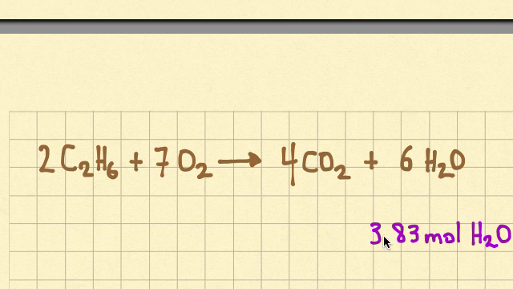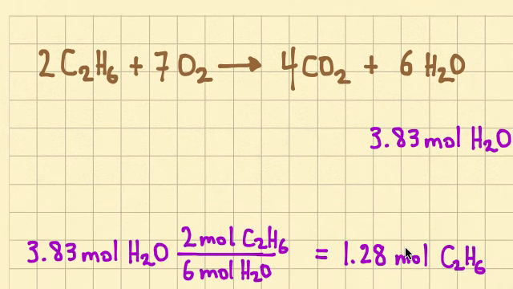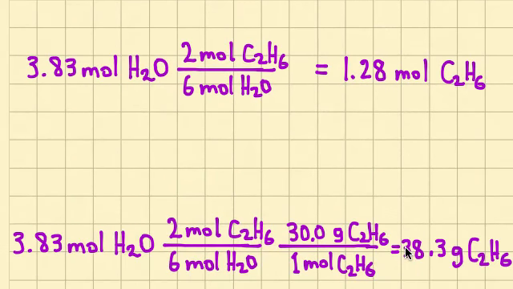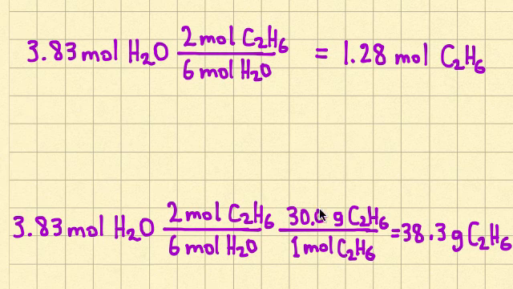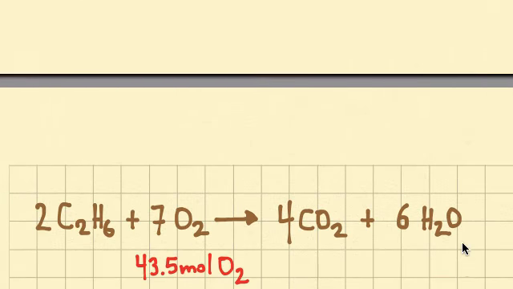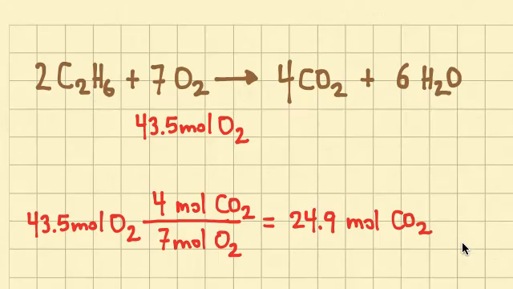I made it up. But I can use this ratio of 6 to 2 or 2 to 6 to convert that moles of water to moles of C2H6. Or if I wanted to, go with the next conversion, take the moles of C2H6, times it by the molar mass of C2H6 to find the grams of ethane. Interesting. Or take moles of oxygen. Take a random number and look at the mole ratio of 7 to 4. Right? 7 to 4, 4 to 7. Moles of O2 go on the bottom, 4 moles of carbon dioxide go on the top.